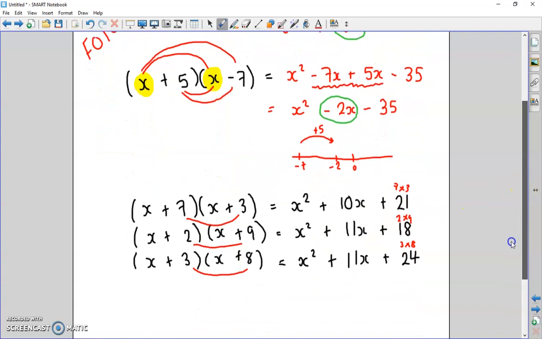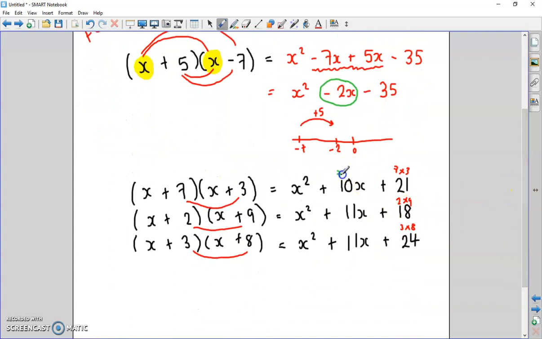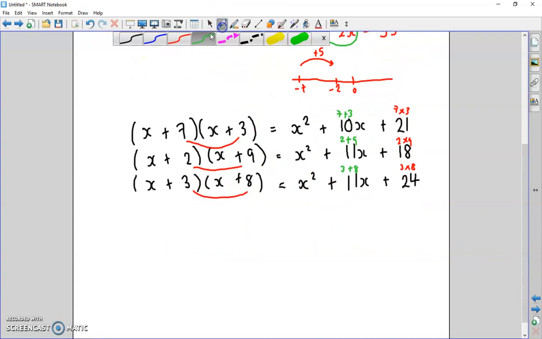So down here, how did I do these so quickly? Well, very simply, 7 add 3 is 10. 2 add 9 is 11, and 3 add 8 is also 11. So then we have a little bit of a rule, which makes it really quick to expand. So if I make another one here, now you've seen the rule.